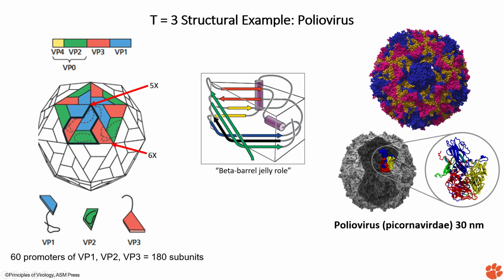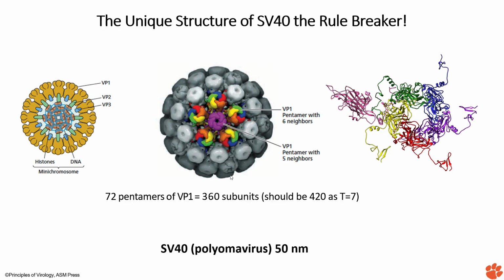So here you can see that the structures in the different areas are similar but not identical. This is a 5-fold symmetry, this is a 6-fold symmetry. So the interactions at the 5-fold symmetry and the 6-fold symmetry are not identical. They are similar but not identical, and we call this quasi-equivalence. Now, SV40 doesn't even follow the quasi-equivalence.